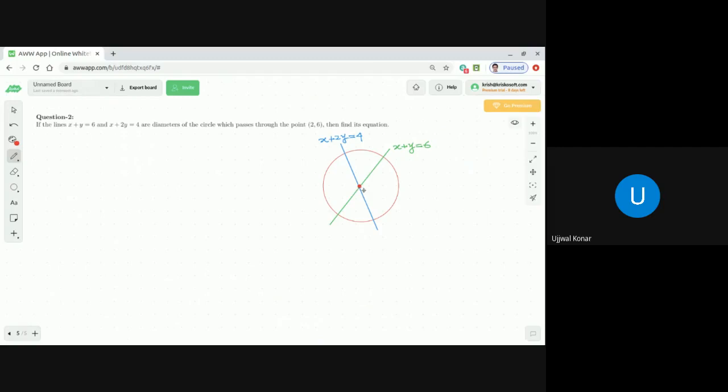So how to find the coordinates of the center? Just by solving these two equations, dear students. x plus y equal to 6 and x plus 2y is equal to 4. This is a solution to the system of linear equations in two variables, which you have studied in your 9th standard. And if you solve it, you are going to get the value of x is equal to 2 and y is equal to 4.